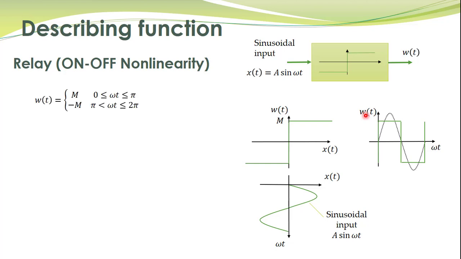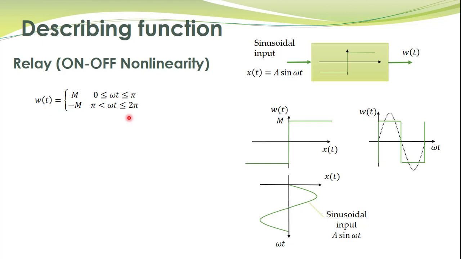We can write this in a mathematical way. w of t is plus m for omega t between 0 and pi, and it is equal to minus m for omega t between pi and 2 pi. This time from here to here is pi, and here to here is 2 pi, right? So you have a mathematical expression for w of t. Now you can easily find the fundamental component of this signal.